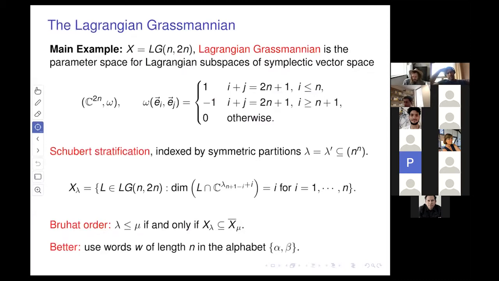Okay, and so again, the indexing set is this set of symmetric partitions. And it turns out that there's a more convenient parametrization in terms of just words in an alphabet with 2 letters. So let me explain this, because the combinatorics will be relevant in understanding the behavior of the Euler obstruction.